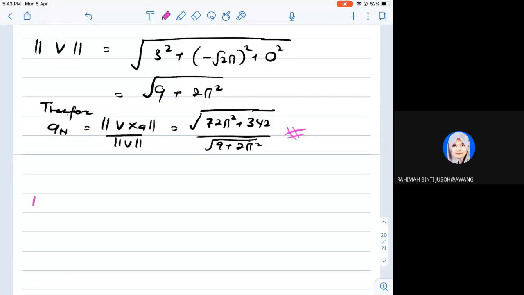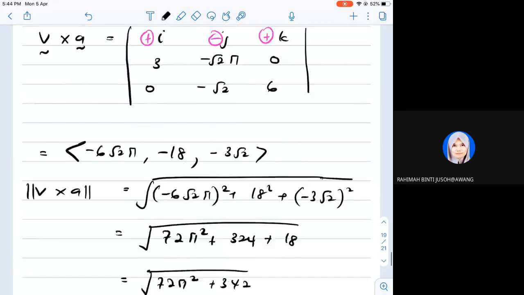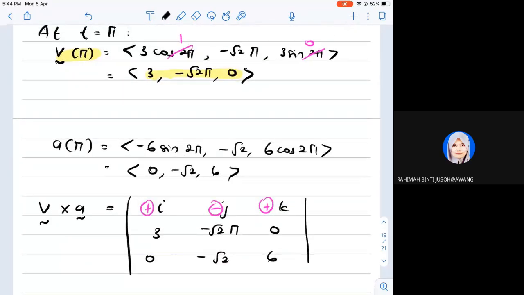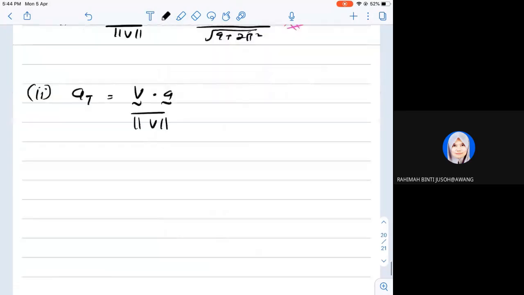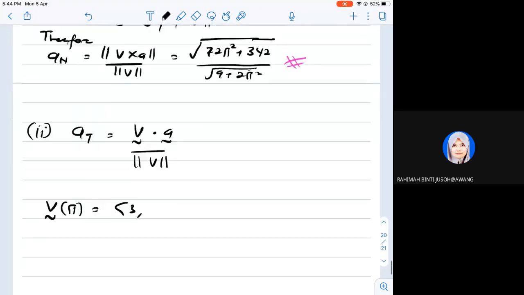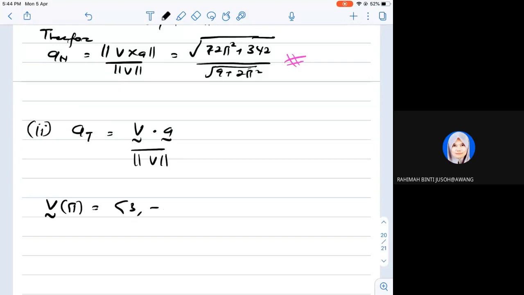Okay, question number 2, dia nak tangential component, so kena cari AT. The formula is V dot A divided by the speed. Speed dah ada, so V dengan A pun dah ada, just cari dot product lah. Tadi apa V dengan A. V kita ada tadi 3, negatif square root 2 pi, 0.